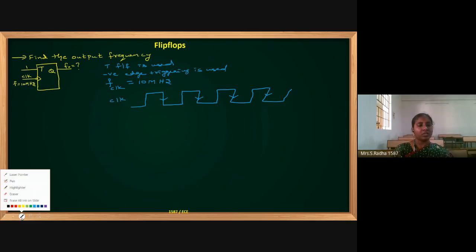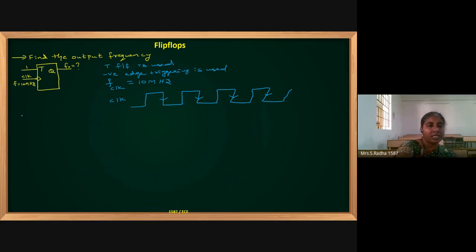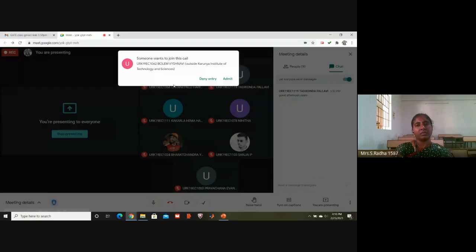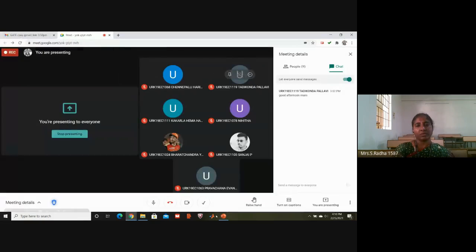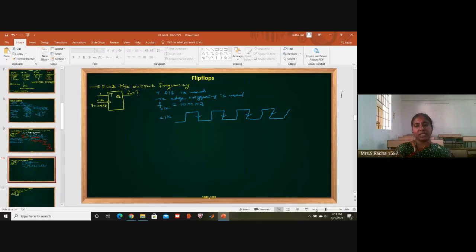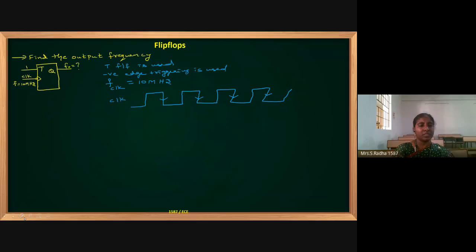So now if I draw, I assume the initial output value is 0. You can assume anything, it may be 0 or it may be 1. I am assuming the initial value equal to 0 for the T flip-flop. So let Q equal 0 initially.